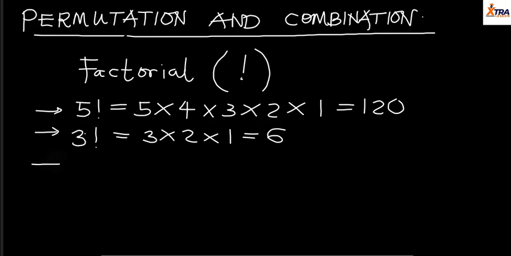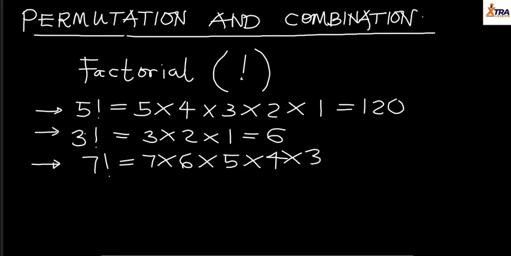I can also have a case where I have 7 factorial. I simply know that I keep multiplying by the consecutive whole numbers until I reach 1. So I have 7 times 6 times 5 times 4 times 3 times 2 times 1.